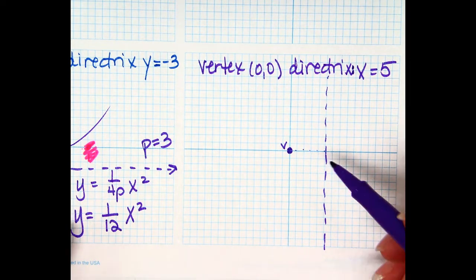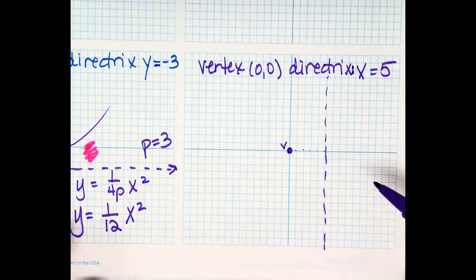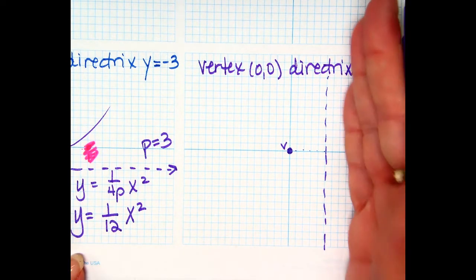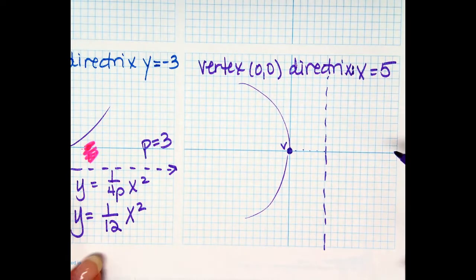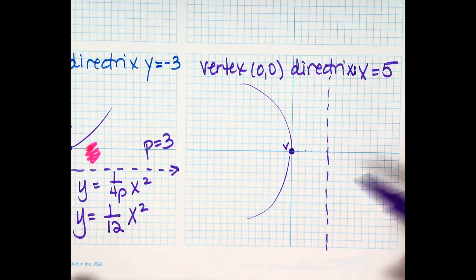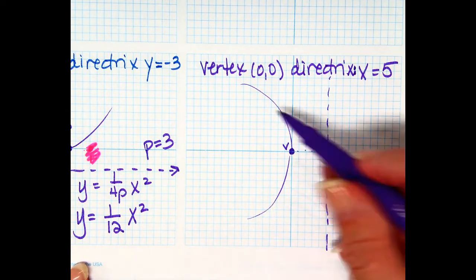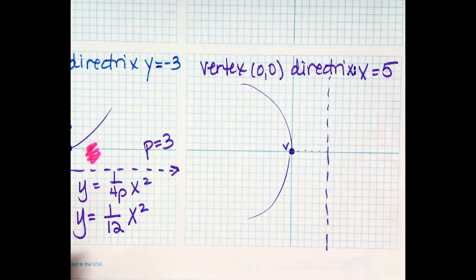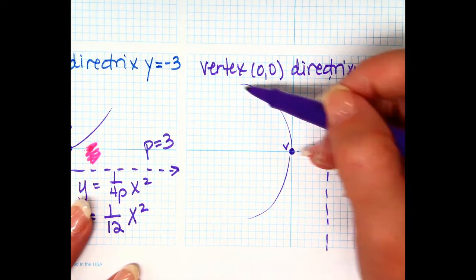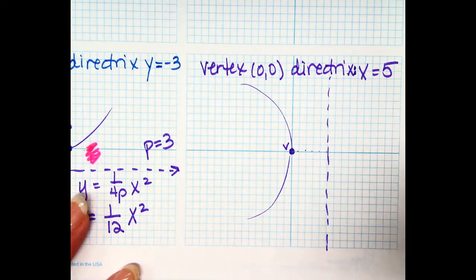Which way does this open? Left. How do you know it opens left? The directrix is over here. I know my parabola opens away from my directrix, right? Now, last period they were concerned about the shape that I'm drawing. How do I know that's the right shape? I don't. I'm not worried about that right now. I'm only drawing it that way so I can tell myself it's opening to the left.